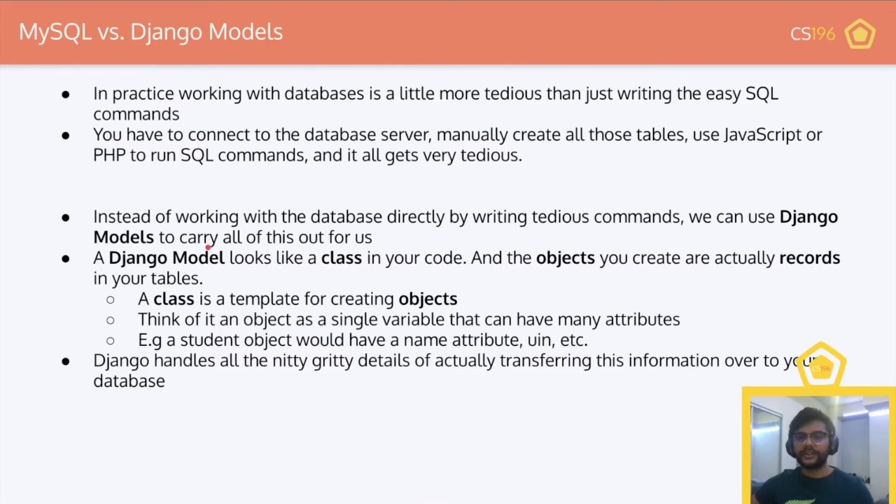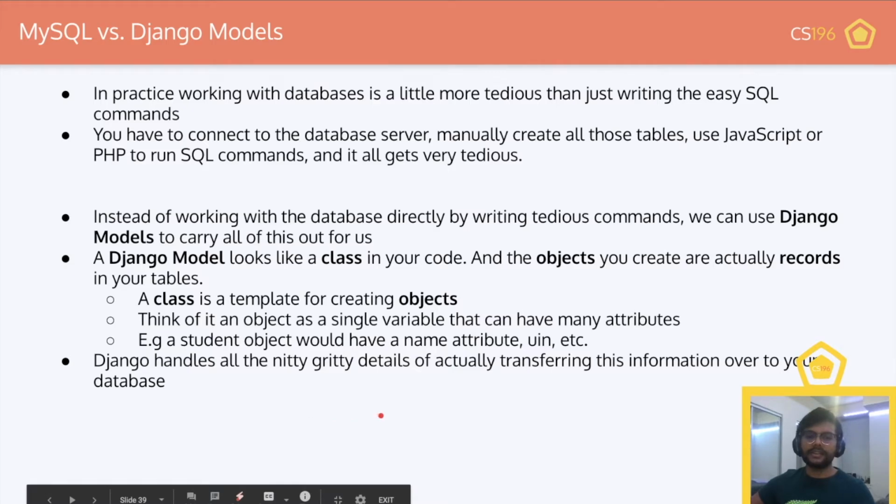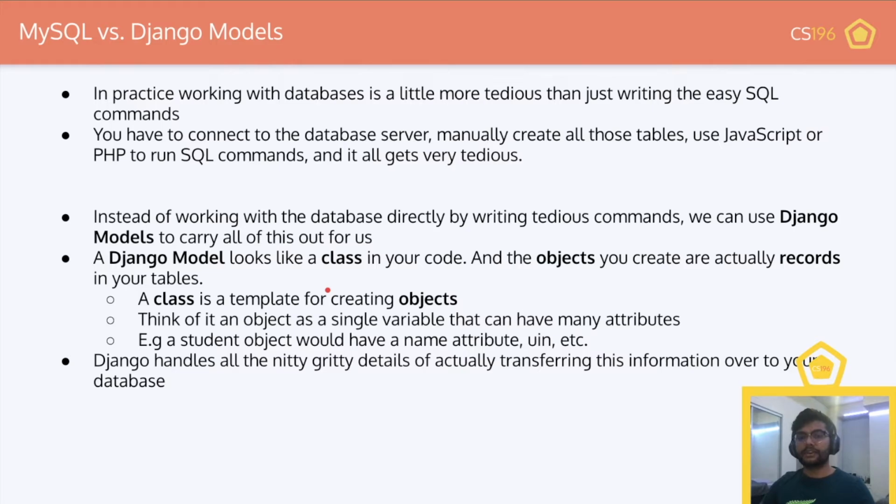So I'll quickly go over what a class is. A class is a template for creating objects. And you can think of an object as being a single variable that has many attributes. Similar to how a table works. So let's say we have a student object. We could have that student object store its name, store its UIN, store its GPA, all that stuff. So think of it as like a single variable with many attributes. Django handles all the nitty-gritty details of actually transferring the information over to your database. So instead of creating a table, we create an object, which is much easier than creating a table, and Django actually runs those SQL commands for us.